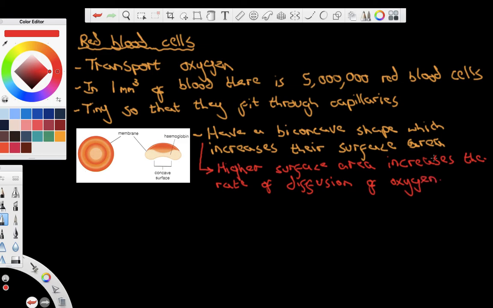Okay, so the higher surface area increases the rate of diffusion of oxygen. So they have this biconcave disc which increases their surface area, so diffusion is quicker.